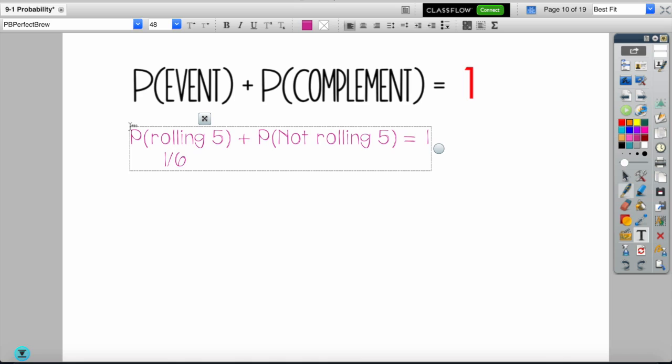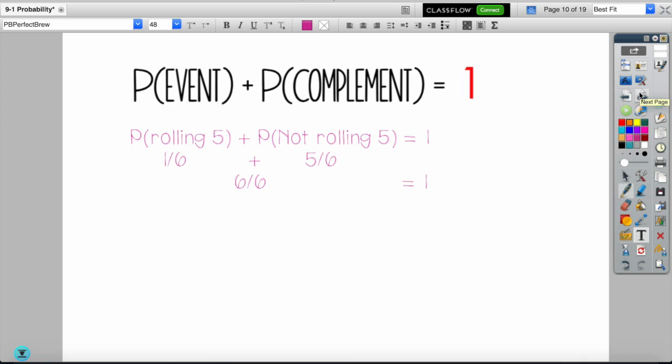That's going to be 1 out of 6. What's the probability of not rolling a 5? Well, that is 5 out of 6. There are 5 other sides. 1/6 plus 5/6. Whenever you're adding fractions, remember you only add the numerators. That is 6/6, which in the end does indeed equal 1. So no matter what, the complement and the original event should always add up to equal 1.